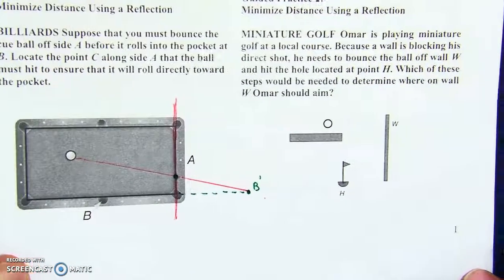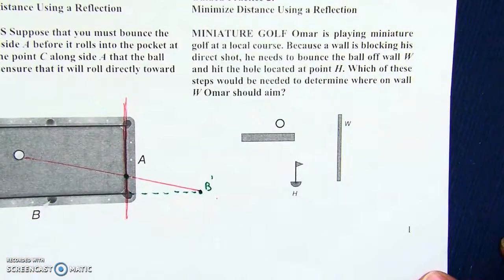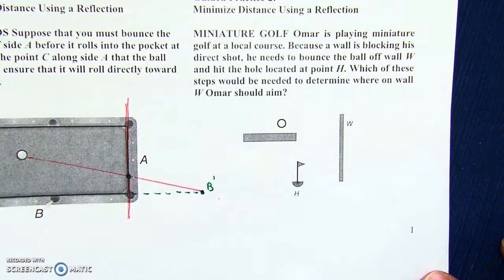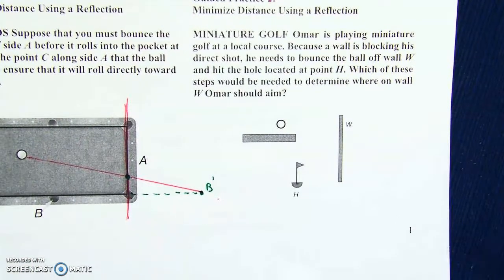All right, you guys have all done miniature golf stuff before too, okay? It says right here, Omar is playing miniature golf at a local course because a wall is blocking his direct shot.